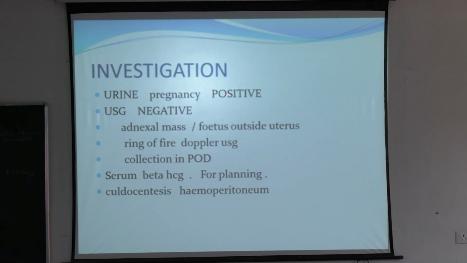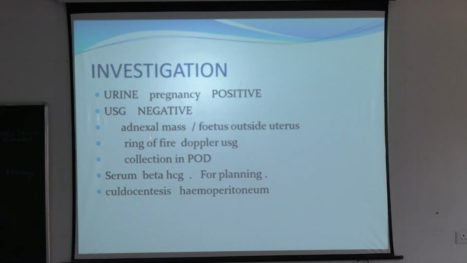So the pregnancy test is positive. Ultrasonography reveals no pregnancy within the uterus, that is USG negative. So even the ultrasonography may not detect any mass within the tube or in the adnexa, but it can exclude intrauterine pregnancy. So that is the number 2 investigation.